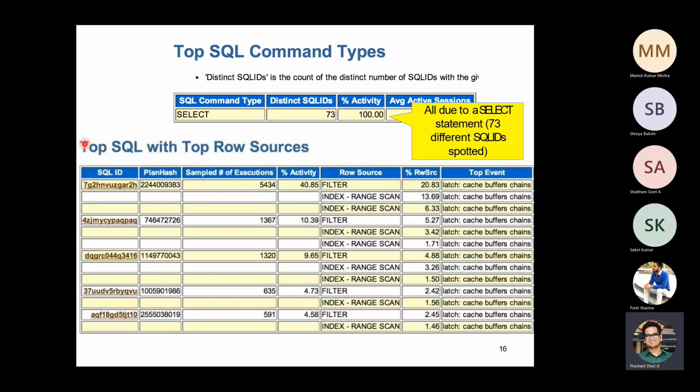So now talking about the top SQL with the top row source, that is again a section in the ASH report. It says this particular SQL ID, which is using this particular plan hash value, got sampled 5434 times and is responsible for 40.85% of the total activity in the database during those 30 minutes. And yes, it's waiting on latch: cache buffers chains. In fact, 20.83% is on this particular row source, where it's applying some filter, so it's basically causing the problem. But if you check the rest of the 4 SQLs, all of them are waiting on latch: cache buffers chains, right?